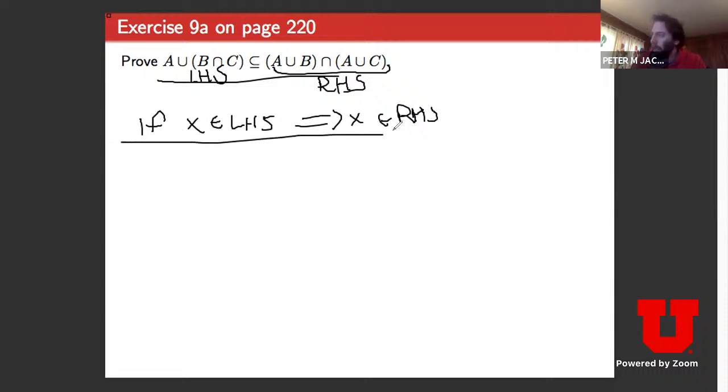So let's take an element on the left-hand side. This is what we want to show. And so let's now take an element in the left-hand side. Does anyone want to share what they did next? What their next thought was at this stage?